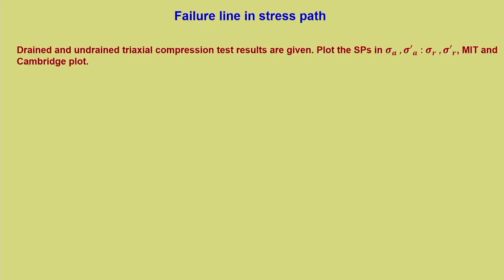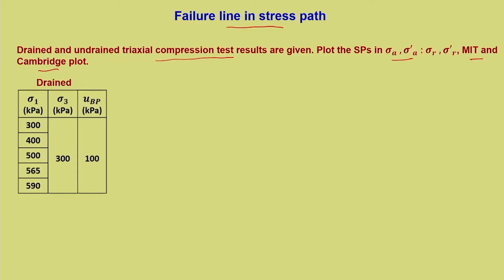Before moving on to the actual aspect of failure line in stress path, we will see a simple example of a drained and undrained triaxial compression test, and we have to plot the stress path in the sigma A dash, sigma R dash plot, MIT plot and Cambridge plot. So we will see how the stress path will look like.